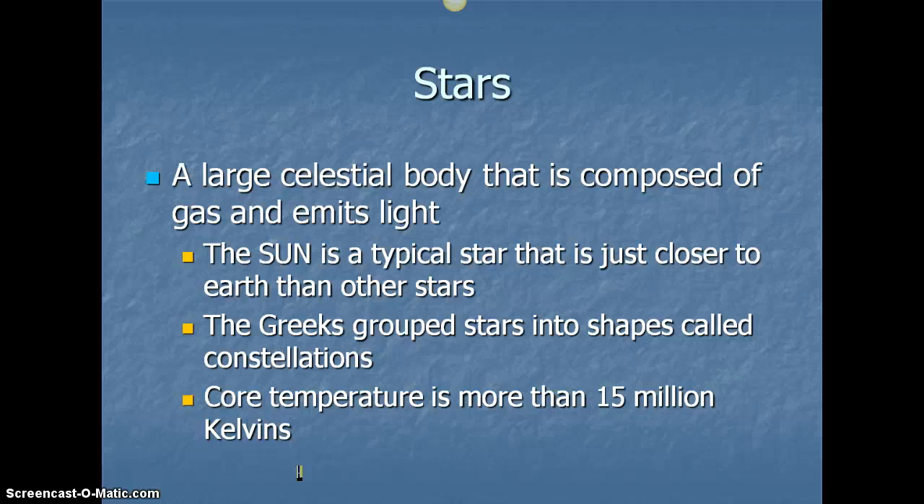And most of our stars are put into shapes or constellations. The Greeks grouped a lot of the stars that we can see in our night sky into these constellations because they are regularly in the same spot. Core temperature is more than 15 million kelvins in a star.